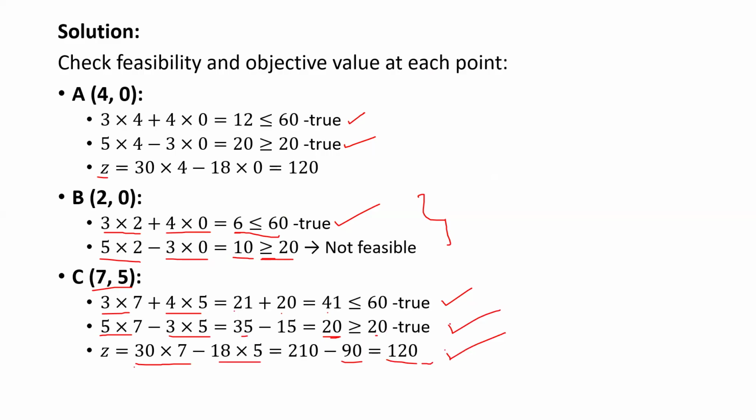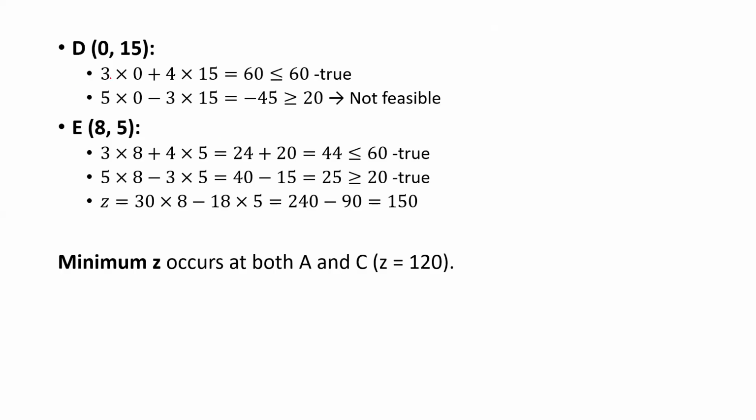So these are the values we have taken for A, B, C. Now the D value we can apply. 0 comma 15 we have to apply. 0 here, 15 here. So 3 into 0 plus 4 into 15 is 60, less than or equal to 60. This is true. Now second equation, 5 into 0 and minus 3 into 15. Here minus 45 I am getting, which should be greater than or equal to 20. So this is wrong. So not a feasible solution. So no need to find out the z value.